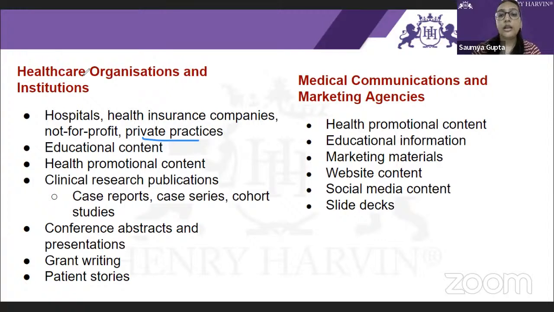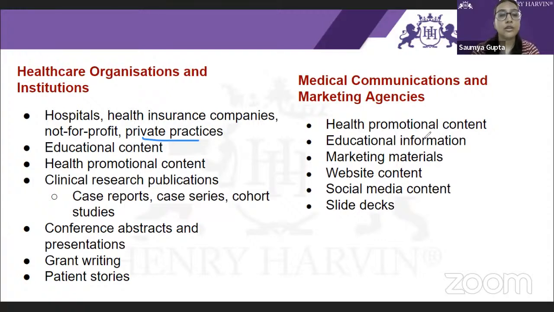Then there are medical communication and marketing agencies. These are third-party agencies that hire medical writers, and they have their clients. Medical writers are indirectly associated with the clients, and for those clients they write content like health promotional content and educational content. Then we have marketing materials, content which goes on websites, social media, blogging. Slide decks are a kind of PowerPoint presentation. So these are various job opportunities which medical writers will get.